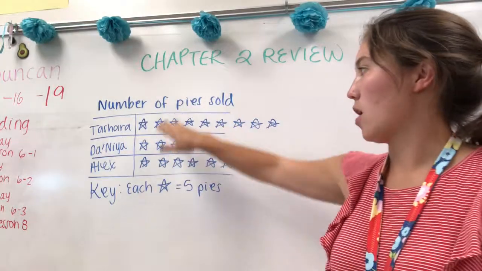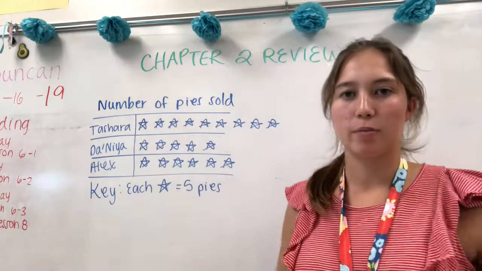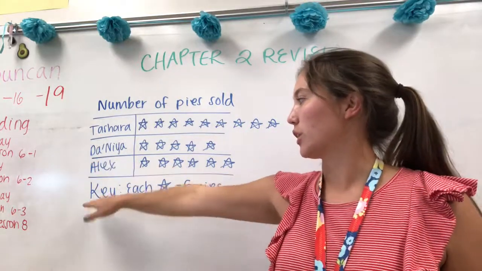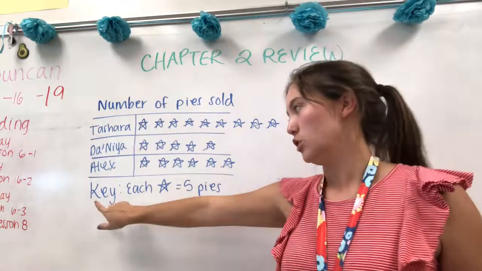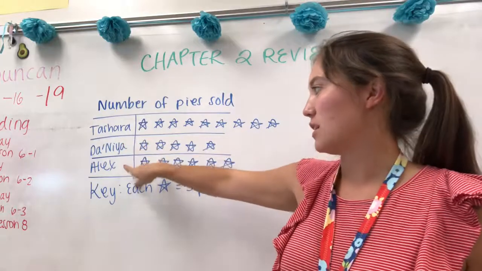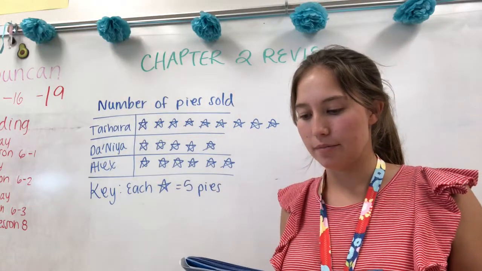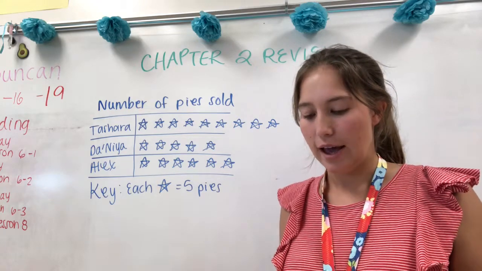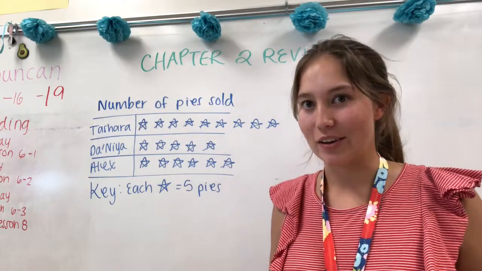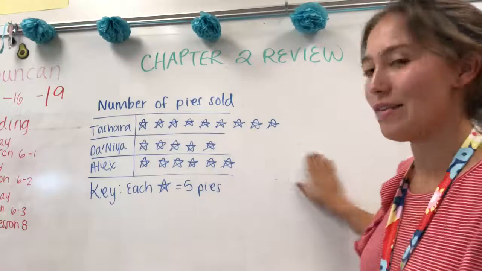So here we have number of pies sold. This is a picture graph or a pictograph. Both words have the same meaning. So you know in a picture graph, the key is so important. My key says each star equals 5 pies. So Tashara, Denai, and Alex were selling pies. Let's see. How many pies were sold all together? All together. That means we need to add all of this together.